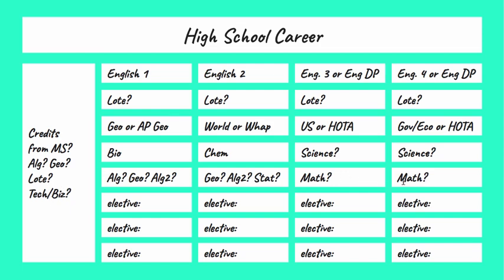And then, at the higher level, are you doing DP or not? And then you've got your elective credits to figure out. But some of these are also figured out for you, and we can go into that more in a moment or two.